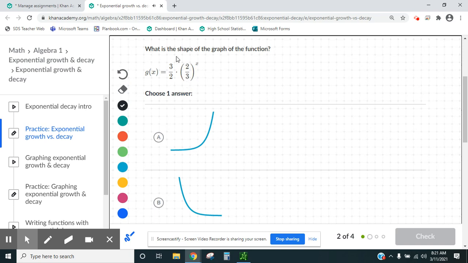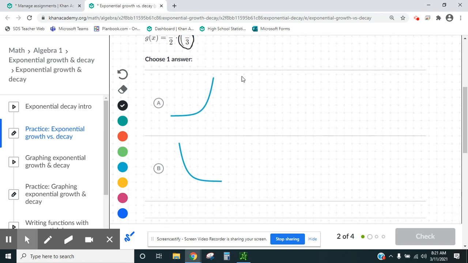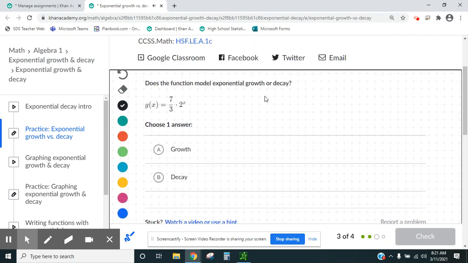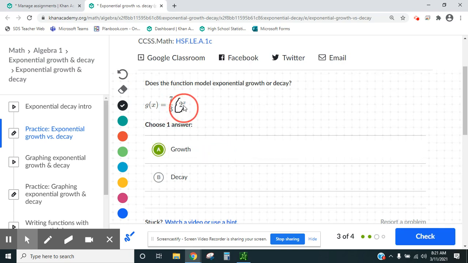It says, what is the shape of the graph of the function? Well, first of all, what's the growth rate? Is it growth or decay? It's decay. So what should be happening? A or B? B. The graph should be sloped downwards like that. Growth or decay? Growth. Our growth factor here is bigger than 1. All right. That's all.